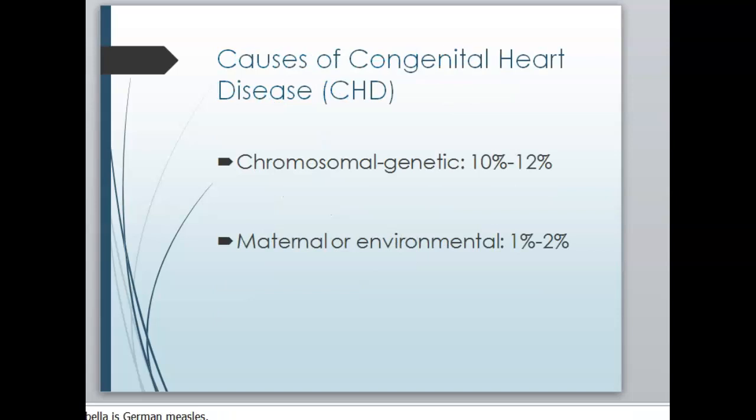So, causes of congenital heart disease. Chromosomal genetic defect is in about 10 to 12% of the cases, and maternal or environmental is in about 1%.